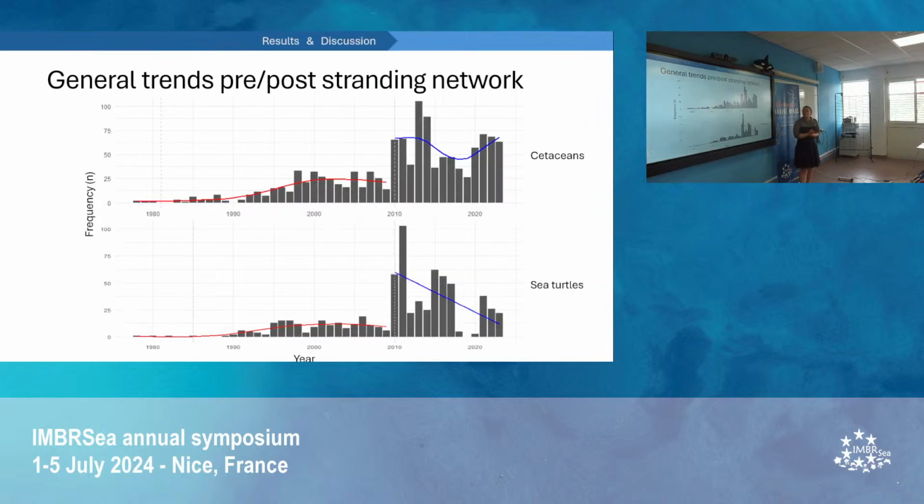So for our results, we have the trends of the pre and post-stranding network, our pre-stranding network in red, our post-stranding network in blue. And we can see a definite impact of the stranding network on the amount of samples that were able to be collected. This is not necessarily indicative of an increase in strandings in these most recent years. It's just indicative of, at the start of 2010, we can clearly see more strandings are being recorded, not necessarily that more cetaceans are stranded.